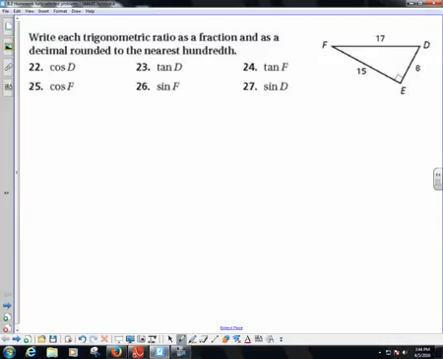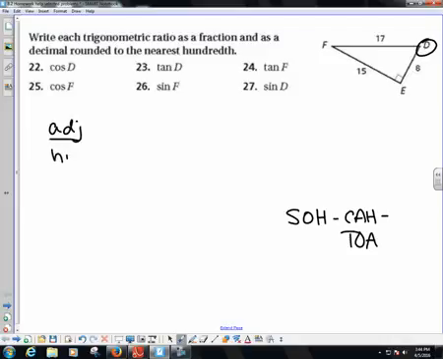We needed to remember SOHCAHTOA. That's the big thing. So I'm going to come over here and write SOHCAHTOA to help remind me of what I'm doing. If I look at angle D and I need cosine, that's adjacent over hypotenuse. So we're working on number 22.